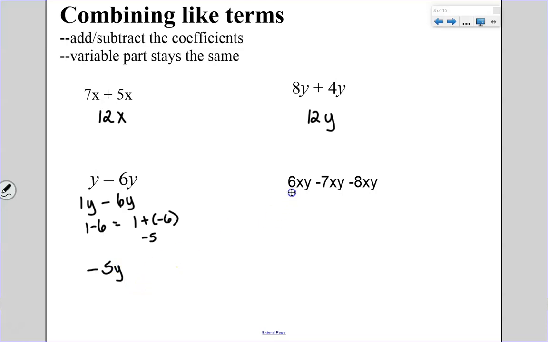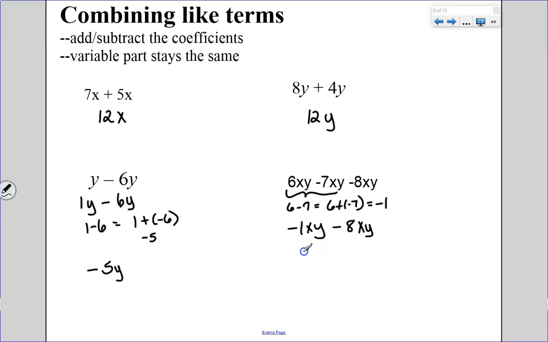If you have more than two terms, you can just do them two at a time and then combine with the last one. Here, both the variable portions are xy, so I know xy is going to appear in my simplified version. Start out with the coefficients. This is 6 minus 7, which translates into 6 plus a negative 7, which results in a negative 1. So I know this first part would be a negative 1xy. I'll bring down what's left, which is negative 8xy, and I'll start the process all over again.